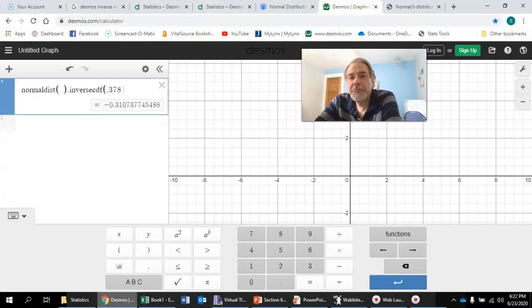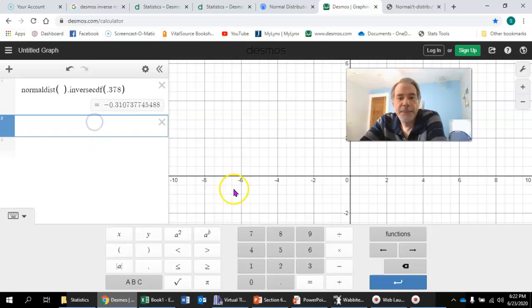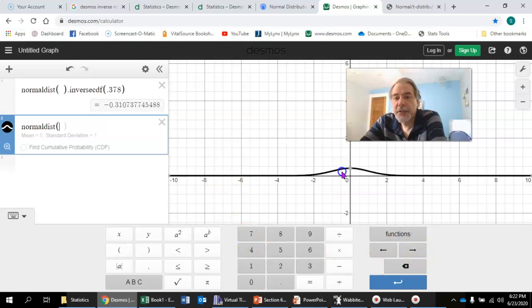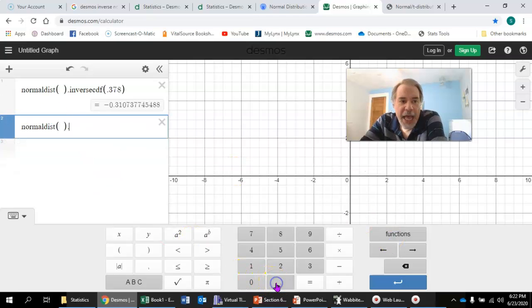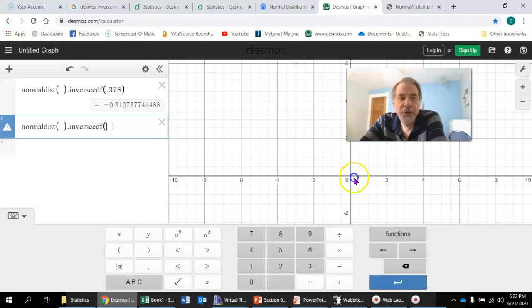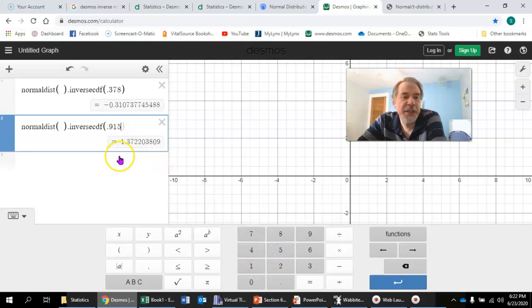If you're using Desmos, go to the functions, select normal dist, and at the end of that, hit the dot, go back to the functions menu and select inverse CDF and type in 0.915 inside that second set of parentheses. And what shows up in the box there is approximately 1.37.